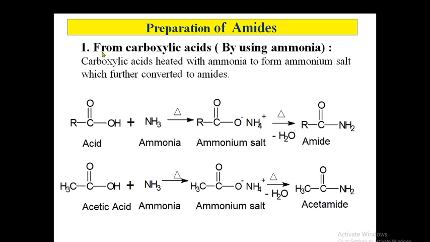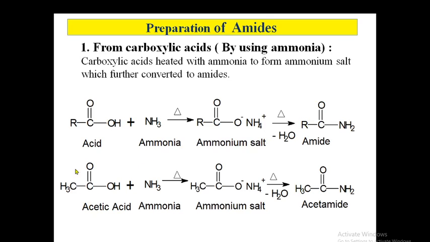For that again we have to take the carboxylic acids and ammonia for this particular preparation. Carboxylic acids, when heated with ammonia, there is a formation of ammonium salt. This is a simple acid base reaction. These ammonium salts, on strong heating, you will get the amides. So water molecule is eliminated here. In this way you will get amides easily.